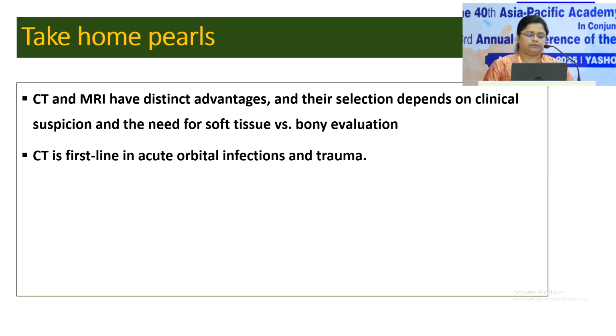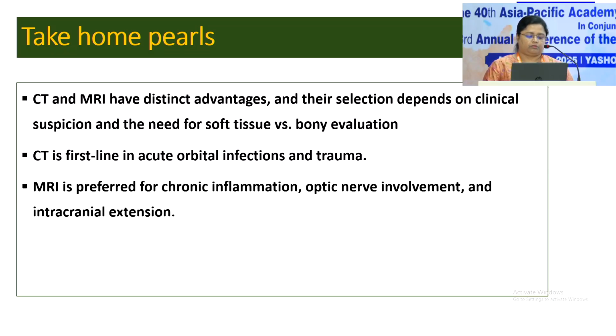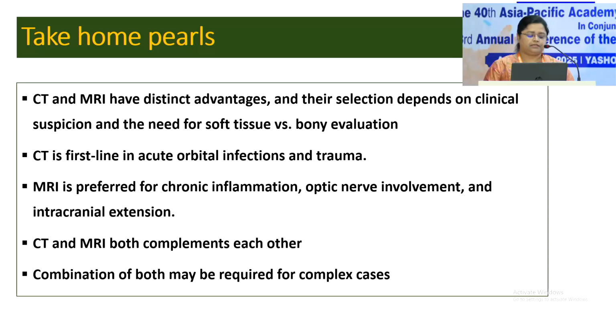CT scan is the first line imaging in acute orbital infection and trauma. However, MRI is preferred for chronic orbital inflammation, optic nerve involvement, and intracranial extension. Ideally, CT scan and MRI complement each other in some complex cases.